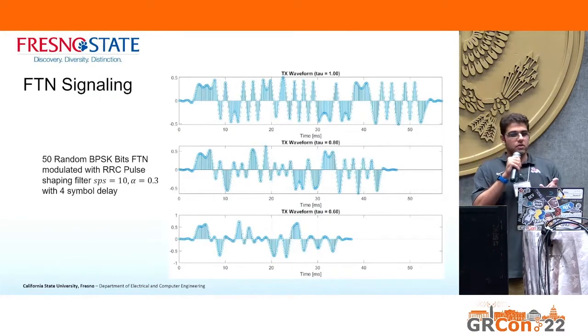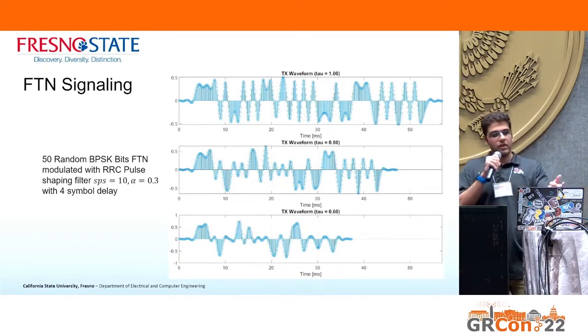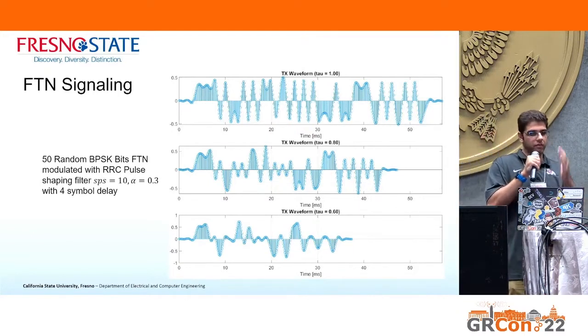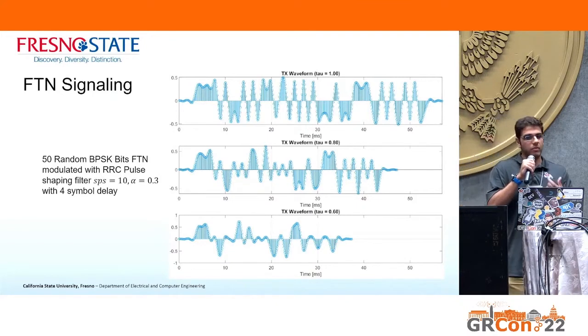This is another look at the effects of FTN. In the top graph, we've got tau equals 1, so we can see how long in duration that waveform is. We might even be able to visually sample that waveform and recover the bits. Then when we lower tau to 0.8, we can see how that waveform has now shrunk in time. Even though the waveform has become a little distorted, we may still be able to recover the bits just by visually sampling it. We may make a few errors, but that might be okay.